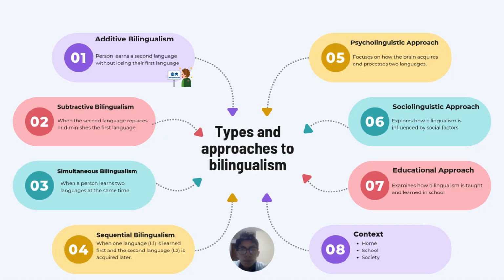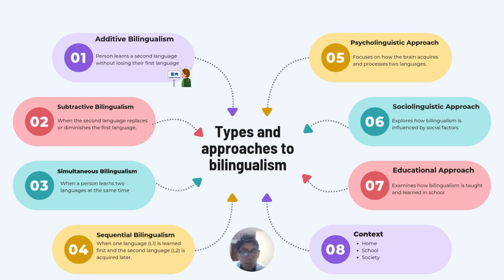Types and approaches of bilingualism. In this case, we have additive bilingualism, which is when a person learns a second language without losing their first language. The other is subtractive bilingualism, which is when the second language replaces or diminishes the first language, often due to low social value of the native language. Then, simultaneous bilingualism.